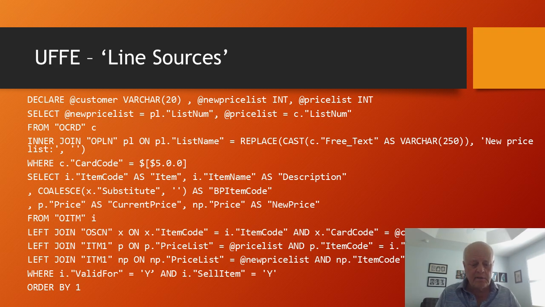The next one is the line sources, and again, it's a SQL script, and you can walk through this if you want, but essentially what it's doing is it's using the ITM1 table to get the current price list and ITM1 to get the new price list that we're going to do, and then it shows you all of the fields of information.